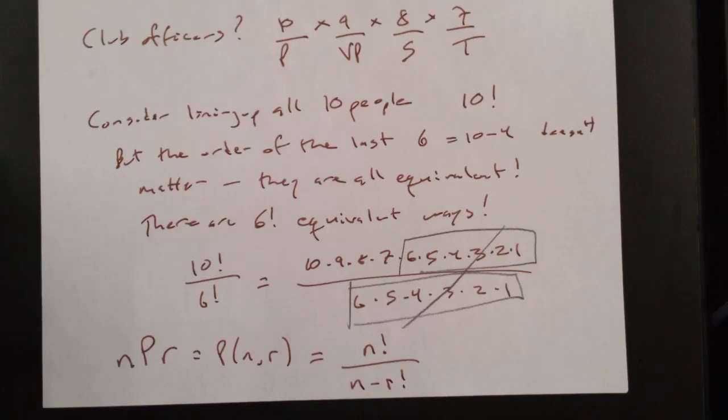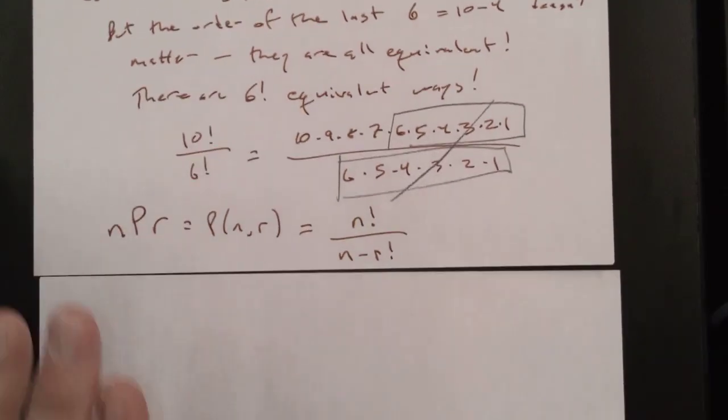I think of this as picking them one at a time. That's how I remember that this is a P. I'm going to pick the first person, then I'm going to pick the second person, and I have fewer and fewer people to pick from every time. So this formula matches the idea of writing out the spots.